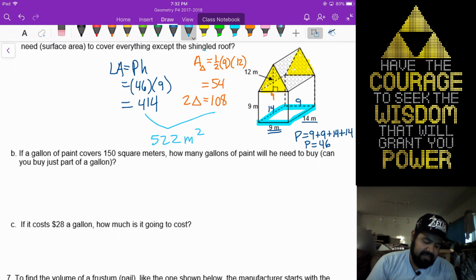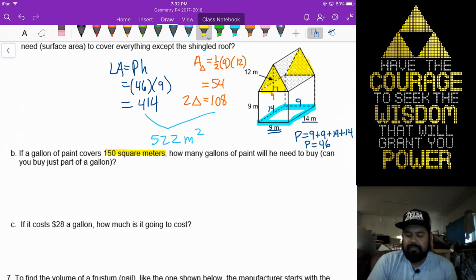So let's think about this. If a gallon of paint covers 150 square meters, how many gallons of paint will we need to buy? Now, the hint I'm giving you is sort of the lollipop principle I went over last time in class.